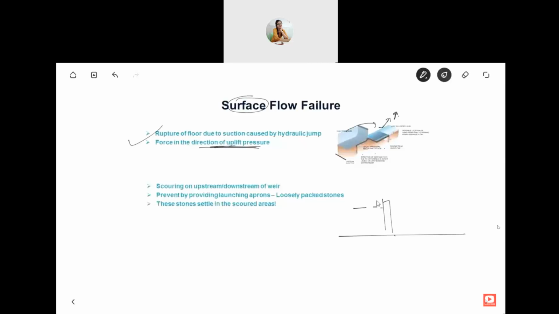When water flows and the gates are open, the particles here are scoured, so soil erosion takes place. That is a big disadvantage, and the weir will fail because of that. So what you do is, you provide something called launching aprons. Launching aprons are nothing but loosely packed stones. When scour forms, there is a gap starting to form, and these stones start settling in this gap and help prevent the scour. These stones settle in the scoured areas. That is how you should be preventing scour.